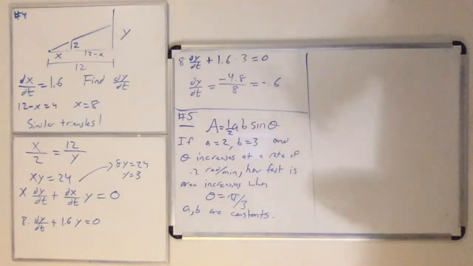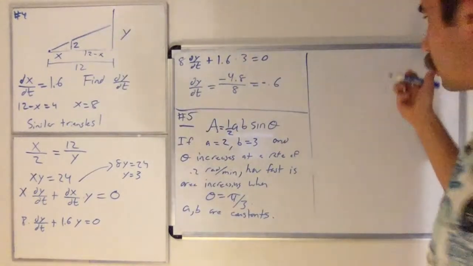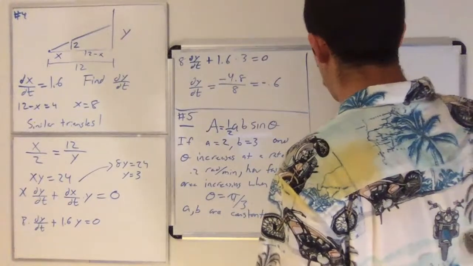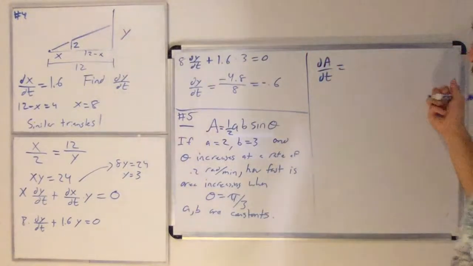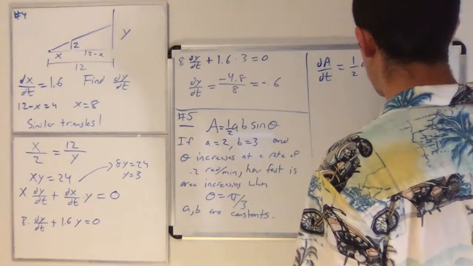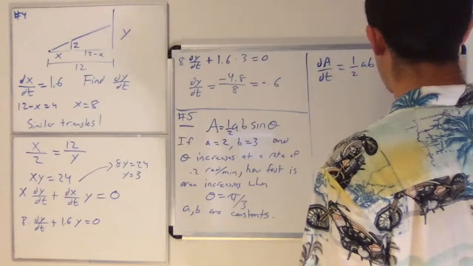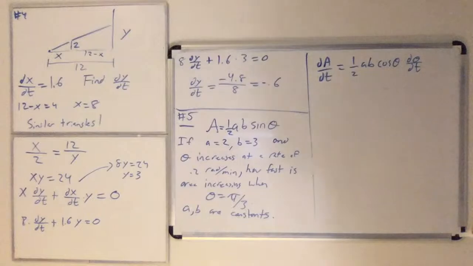Yeah, so this one's straightforward. We just take the derivative of both sides and plug in our values. So dA/dt is equal to 1/2 ab cosine theta d theta/dt. Right, and now we just plug in all the values given.